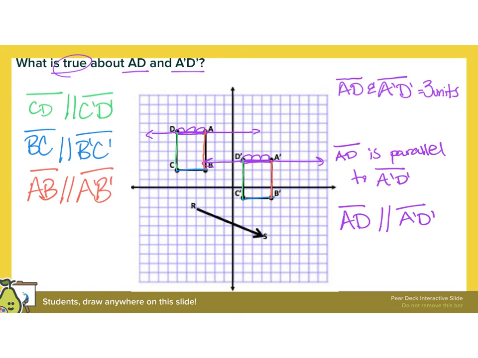Now this one was easy because they used the same letter. Sometimes the letters will change, so the first shape might be ABCD, and the new shape might be QRST. So we're just going to keep practicing translating and being able to identify corresponding sides and knowing which ones are parallel.